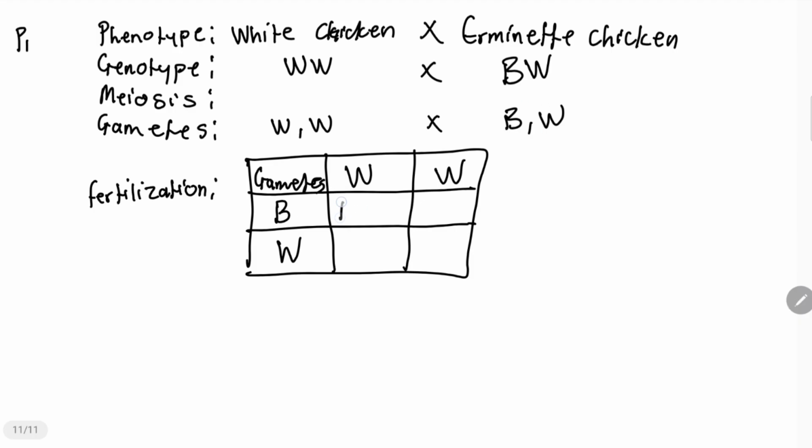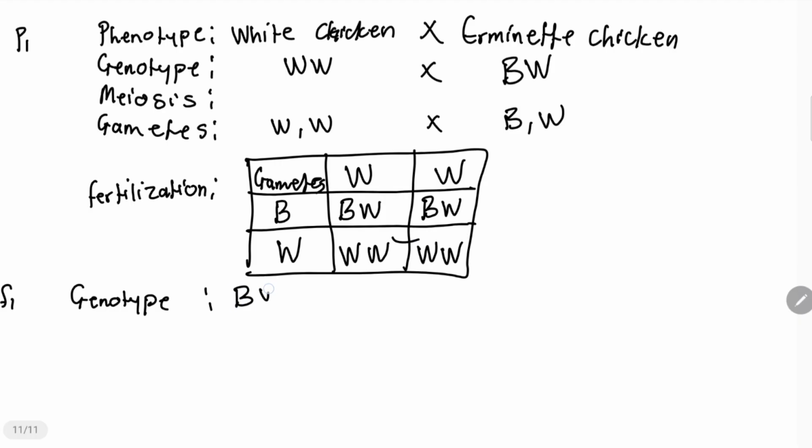In this box, it is going to be capital letter B, capital letter W. In this box, capital letter B, capital letter W. In this box, capital letter W, capital letter W. In this box, capital letter W, capital letter W. So those are the genotypes that we're going to produce. So below fertilization now comes F1. These are offspring of the first generation. In front of F1, we write genotype. In front of genotype, we simply copy the genotype of the offspring that we produce there.